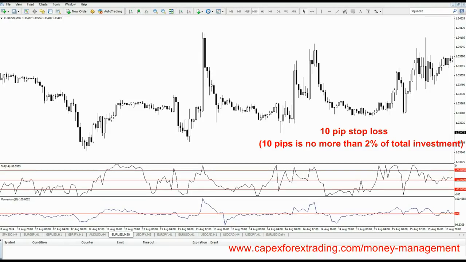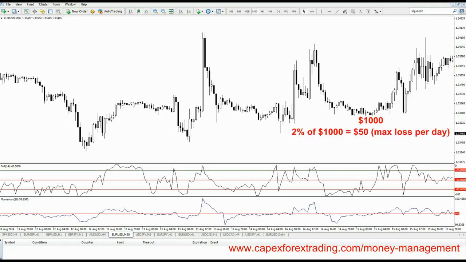So you're basically setting yourself a 2% loss per day, and once you hit that loss, if you got taken out by a number of factors, then that's where you stop. So let's say that you've got $1,000 in your trading account. Now 2% of 1,000 is $50. So $50 is the maximum that you're allowing yourself to lose per day.